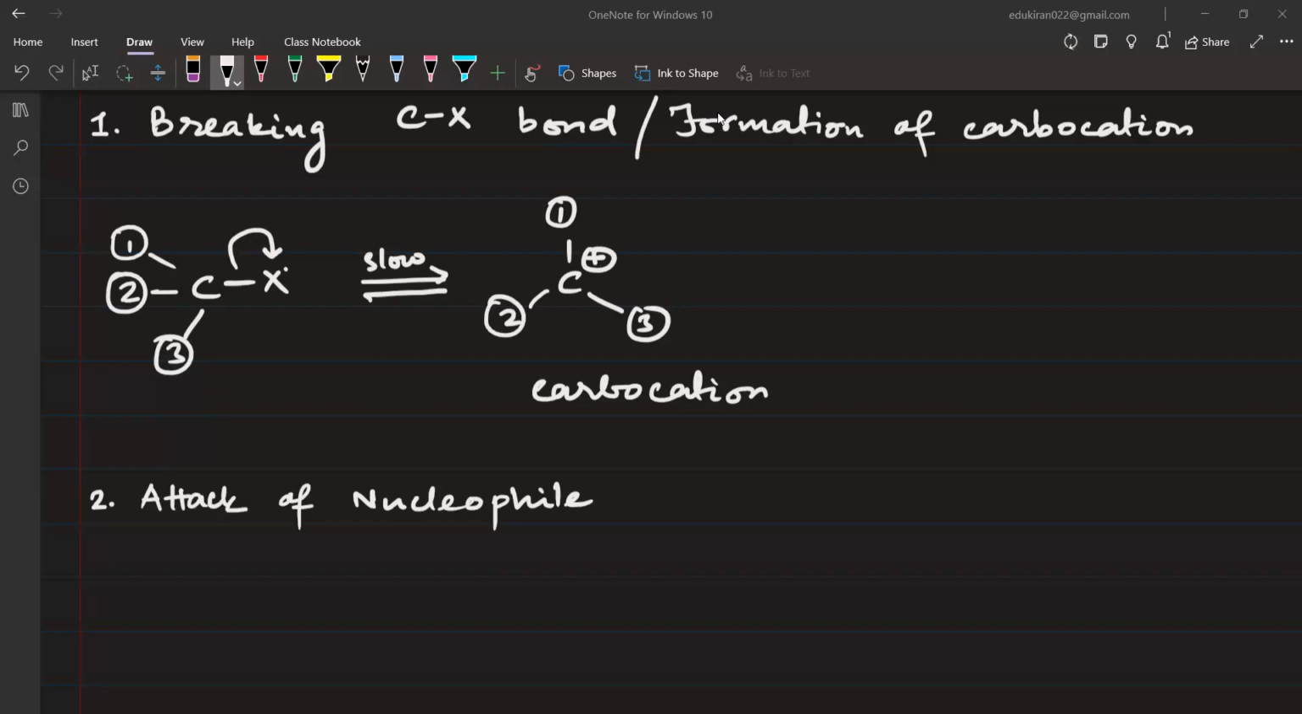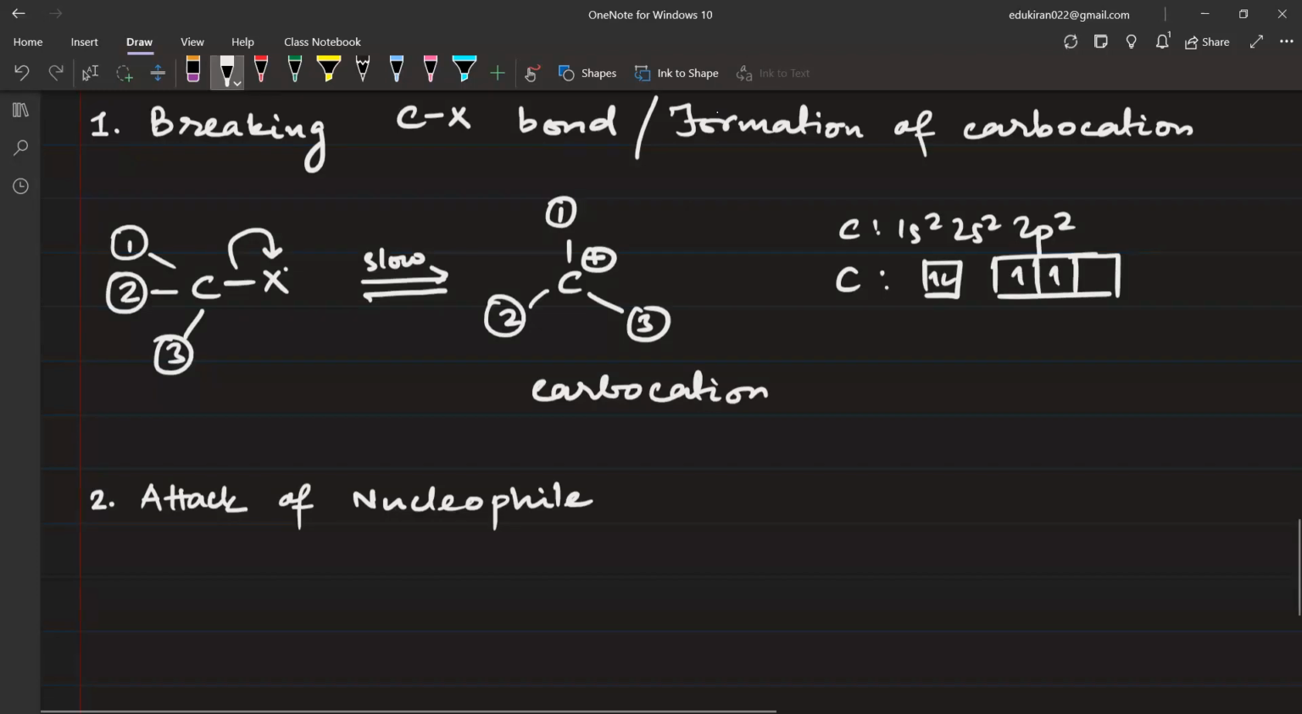will be sp2 hybridized. And if you know, carbon is 1s2, 2s2, 2p2. Carbon has 2s and then 2p, right? So here we have 2 electrons and here we have 2 electrons. In the excited state, what happens? This carbon atom has electrons in all of the 4 orbitals. They mix together and form sp3 hybridization.